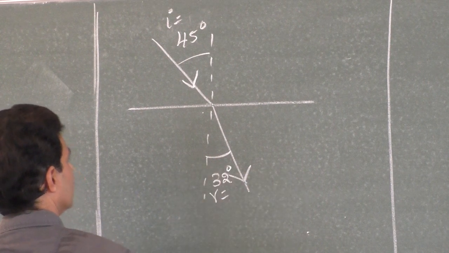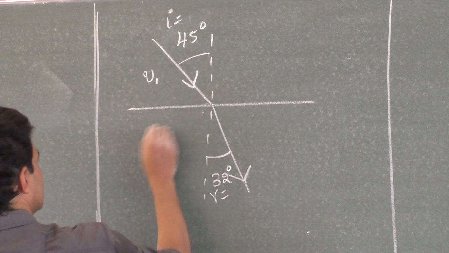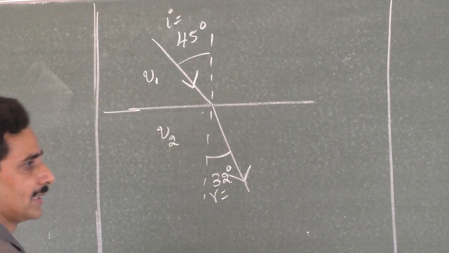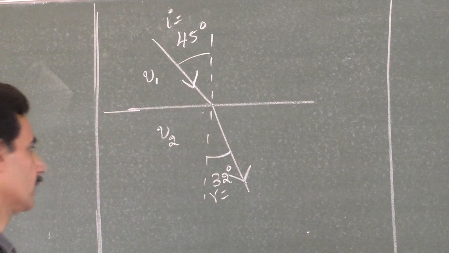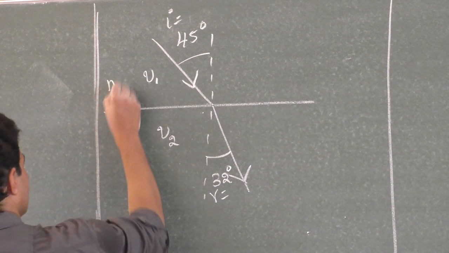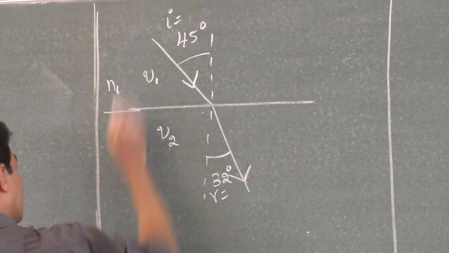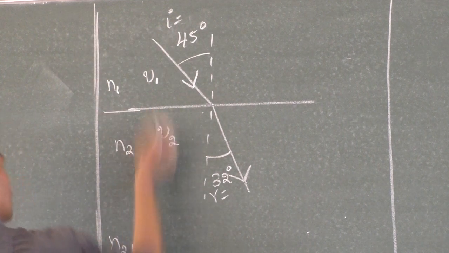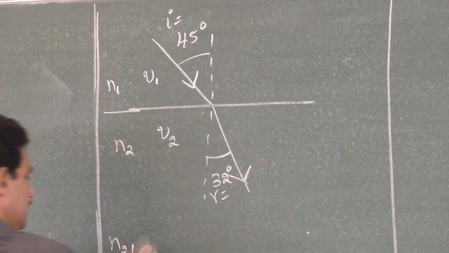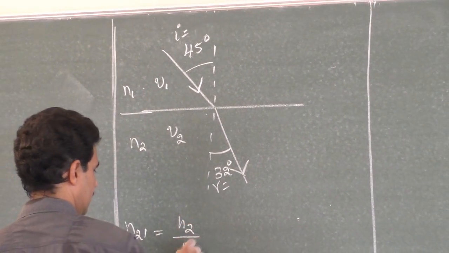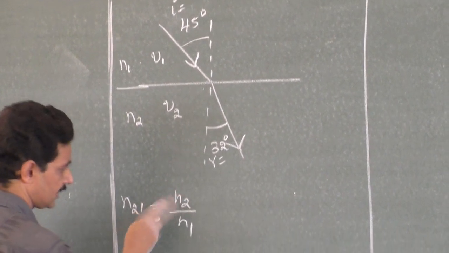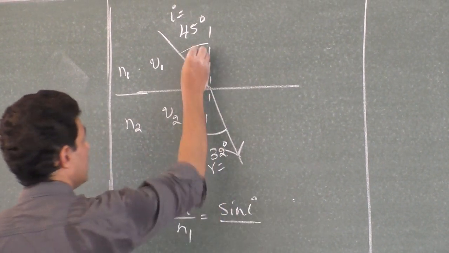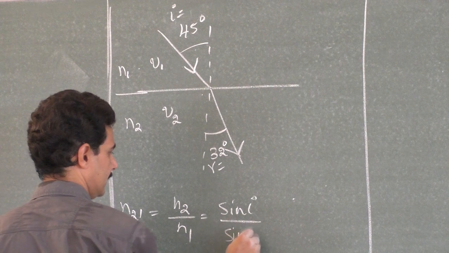this is R, the speed of light in this medium is V1, this is V2, and refractive indices are not given. Suppose this is the refractive index of the first medium with respect to air. Then the refractive index of the second medium with respect to the first medium is N2 by N1. This is the only one which is in the inverted form, 2 above and 1 below. And all the other formulas are first medium by second medium, sin I by sin R.